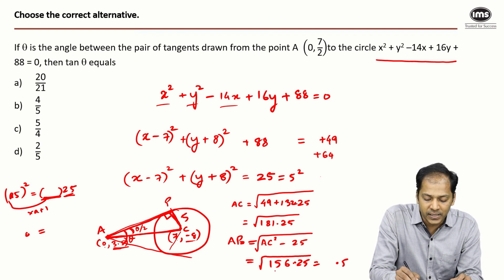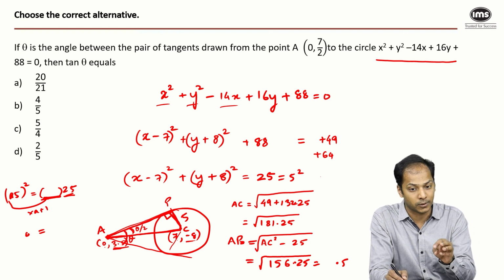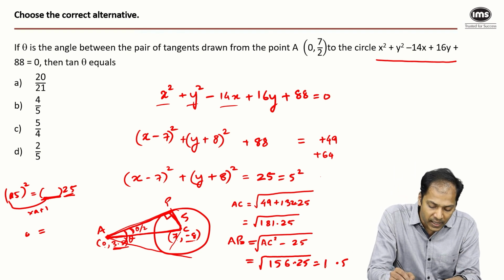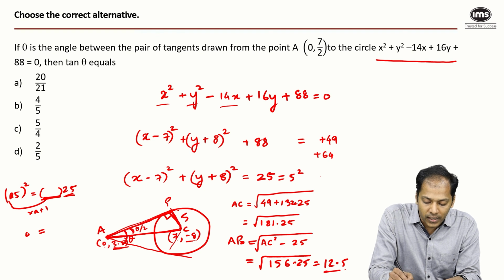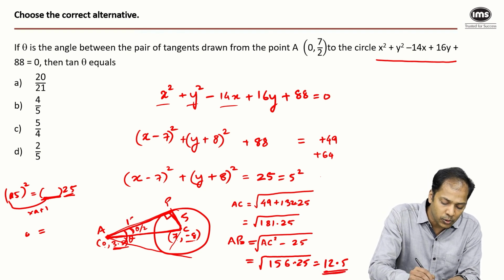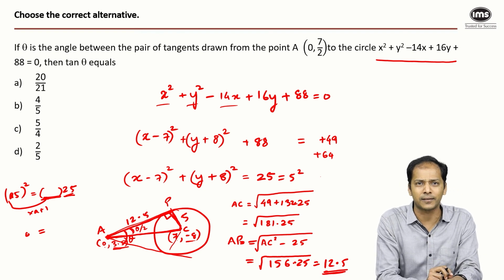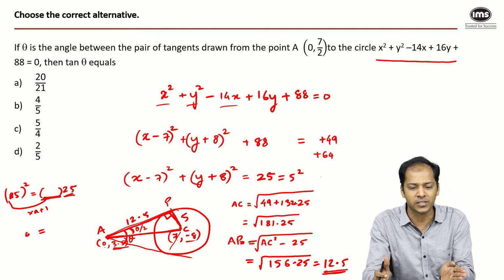Okay, and 156 is actually 12 into 13. That is 12 into 12 plus 1. So the square root of this will simply have a 12. So I realize that this is 12.5. So AP turns out to be 12.5. Now if this part is clear, our first part of the question is done.